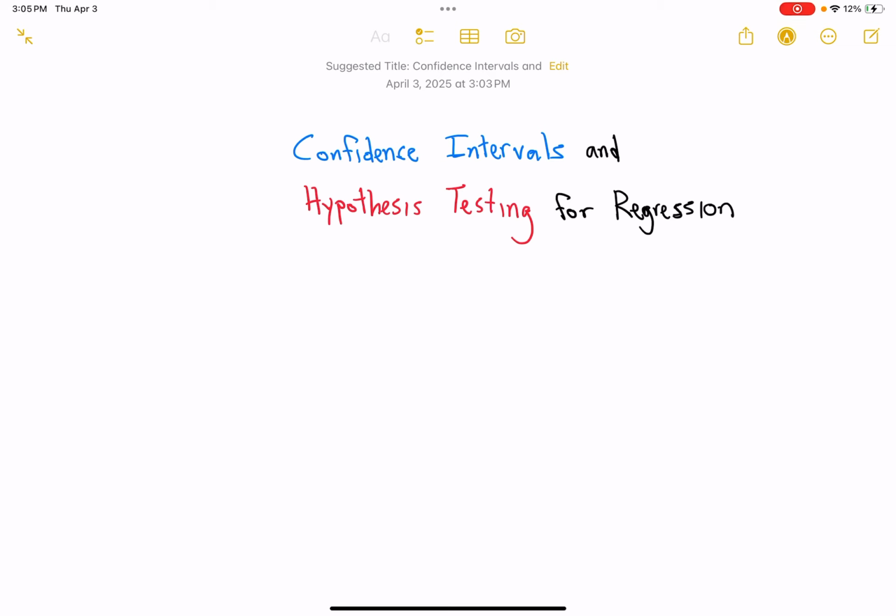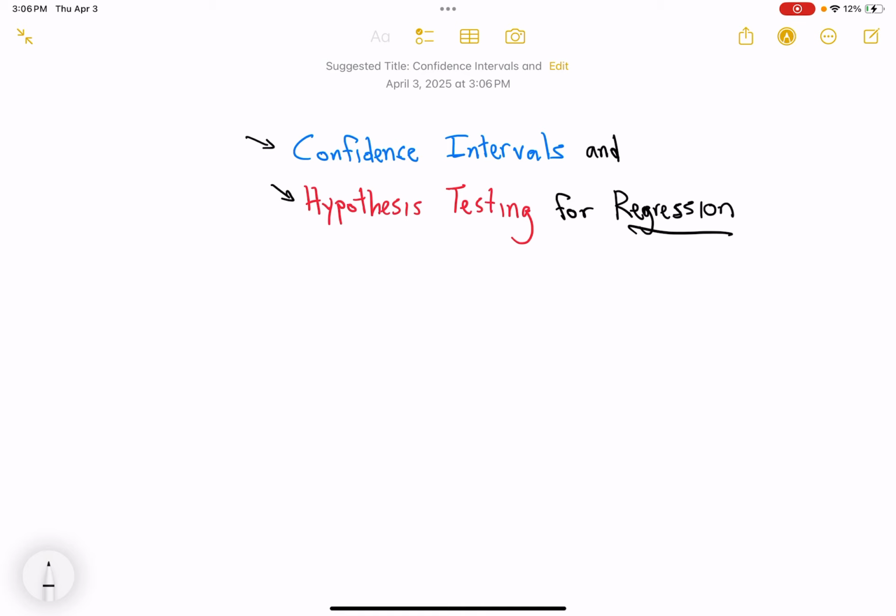Hopefully you've gone ahead and pulled up your PowerPoint slide for confidence intervals and inference for regression, but that's what we're doing today. Today we're taking regression and we're going to see how we can use confidence intervals and hypothesis testing to further understand a regression line.